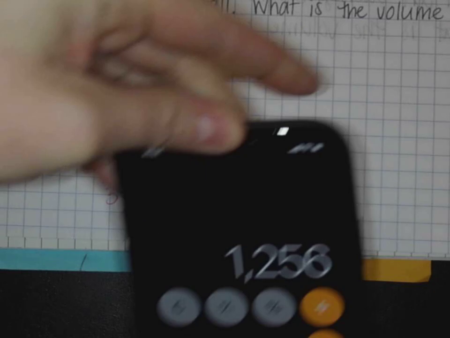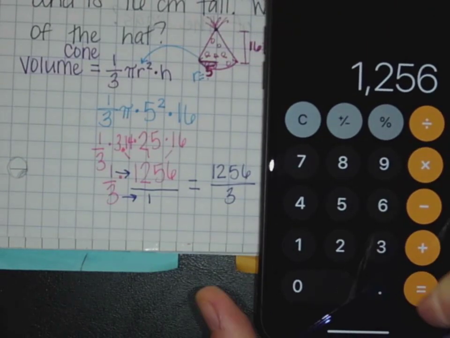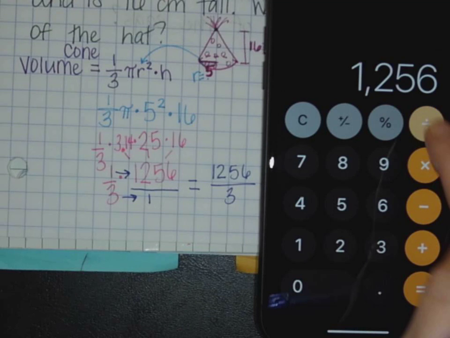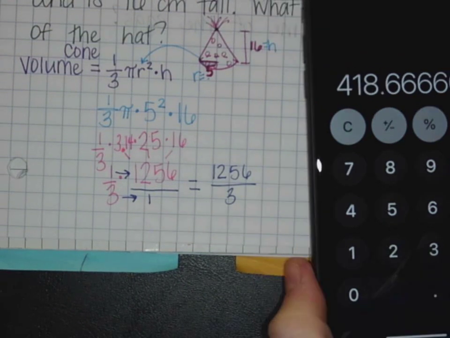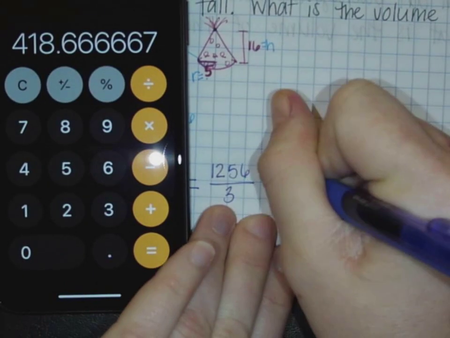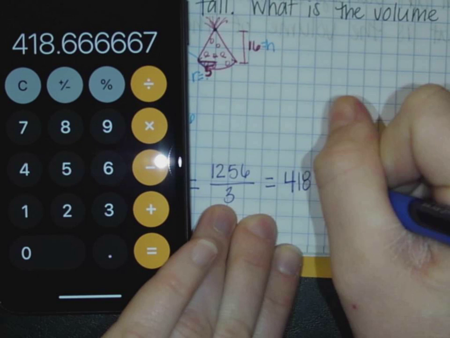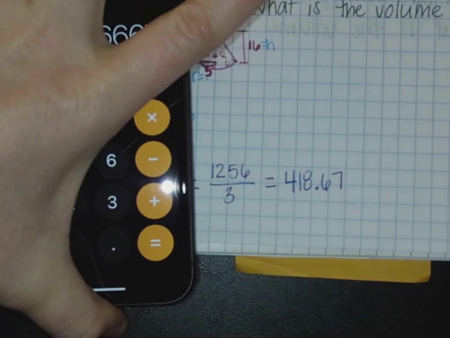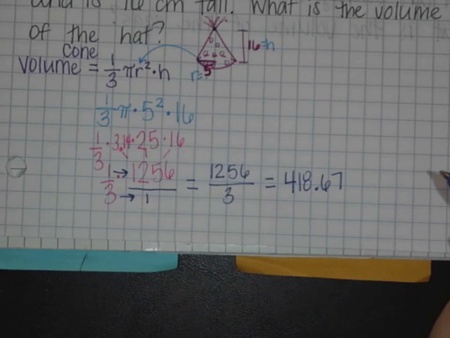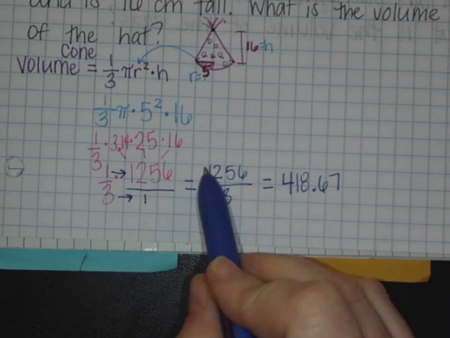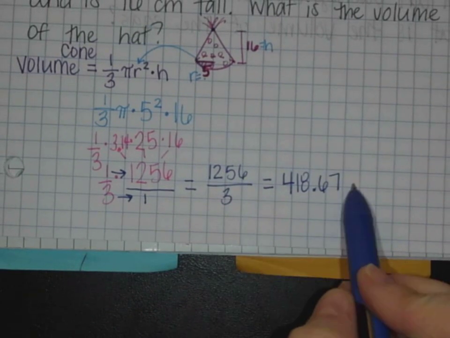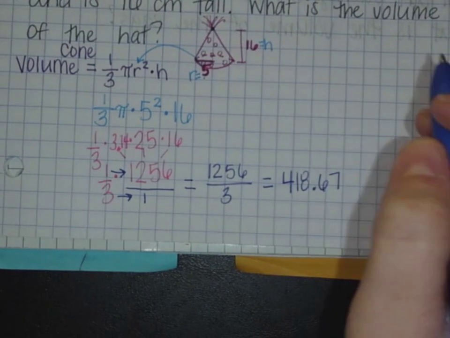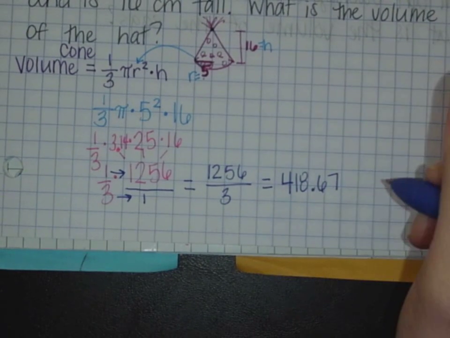So we do 1,256 divided by 3. Divided by 3 is 418.67. One of the mistakes that we kept seeing on the assignment last week is that people would get this answer and think that they were done. You've got to remember that it's a pyramid, or it comes to that point, so you've got to divide by 3.